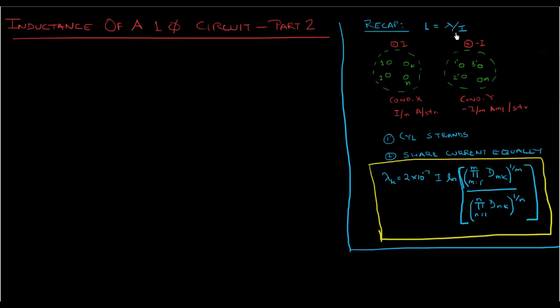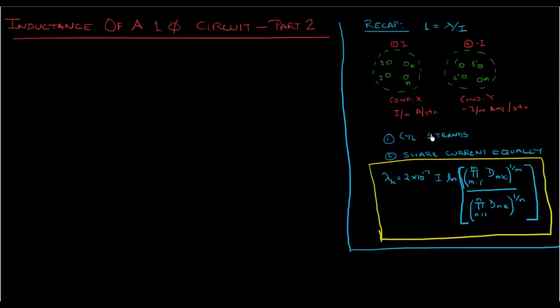Inductance, we know, is flux linkages over the current through that conductor. But in the last video, we considered composite conductors forming a single-phase circuit. So we had conductor X with current I flowing, let's say, into the screen, and conductor Y with current flowing out of the screen. Therefore, I've said negative I. Now, conductor X had strands 1 through n, and conductor Y had strands 1 prime through m.